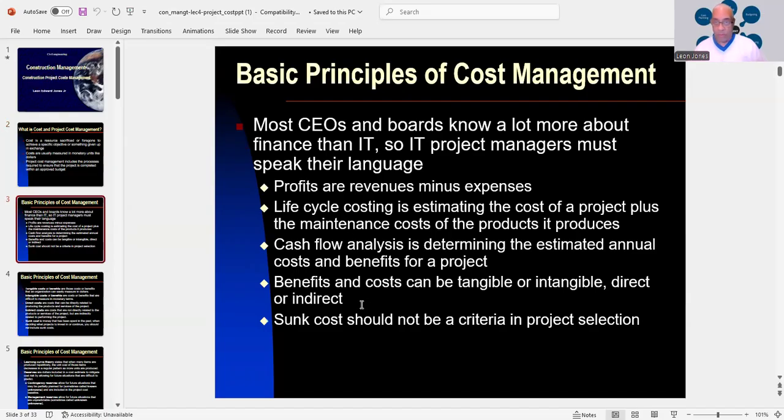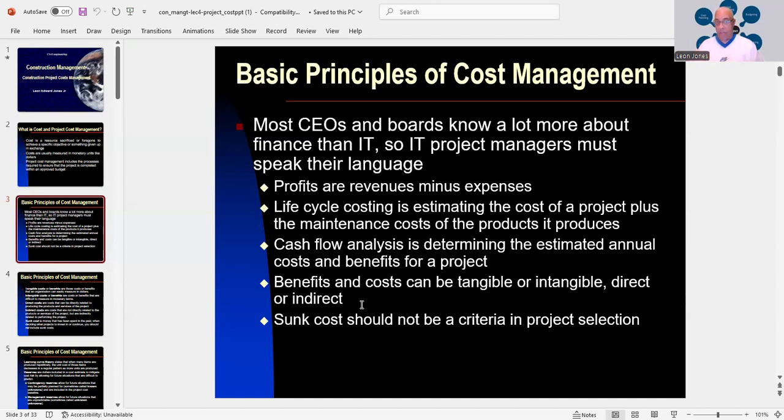Now, we have the basic principles of cost management. Most CEOs and boards know a lot more about finance than IT. So IT project managers must be able to speak their language. So you have to understand what profits are. Profits are revenues minus expenses. Then you have life cycle costing, and that is estimating the cost of a project plus the maintenance cost of the products it produces. And you have what we call a cash flow analysis, and that's basically determining the estimated annual cost and benefits for a project.